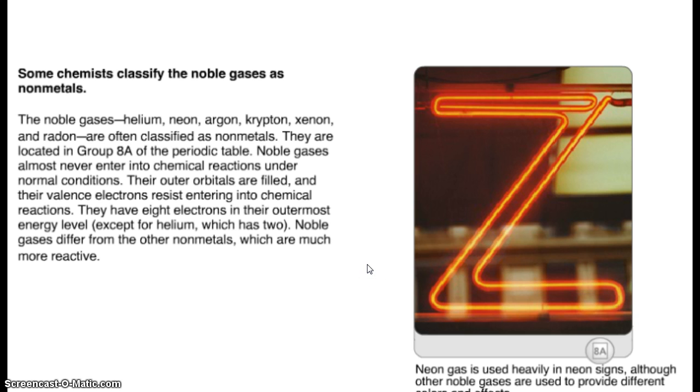Noble gases differ from other nonmetals, which are much more reactive. Neon gas is used heavily in neon signs, although other noble gases are used to provide different colors and effects.